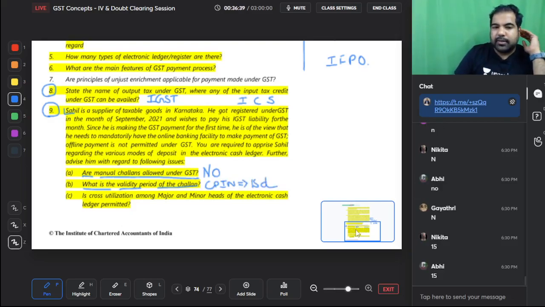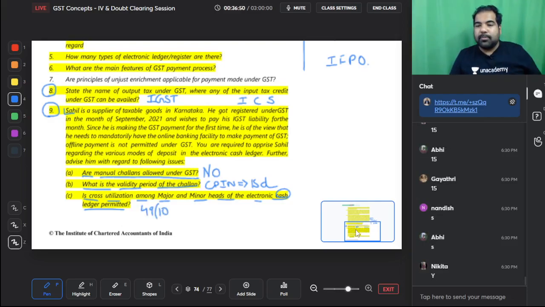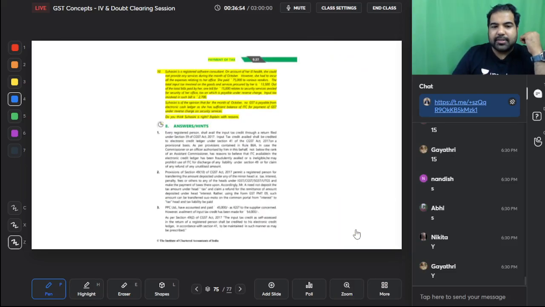15 days. Excellent. Is cross utilization amongst major and minor heads of electronic cash ledger permitted? Yes, section 49(10) and GST PMT 09 allows you to transfer. Good answering, guys.